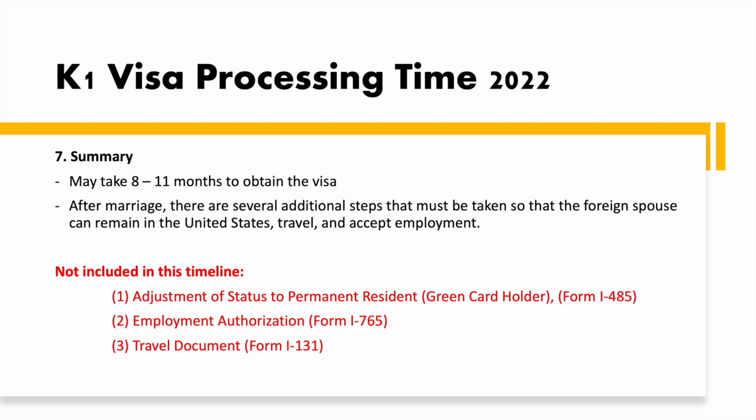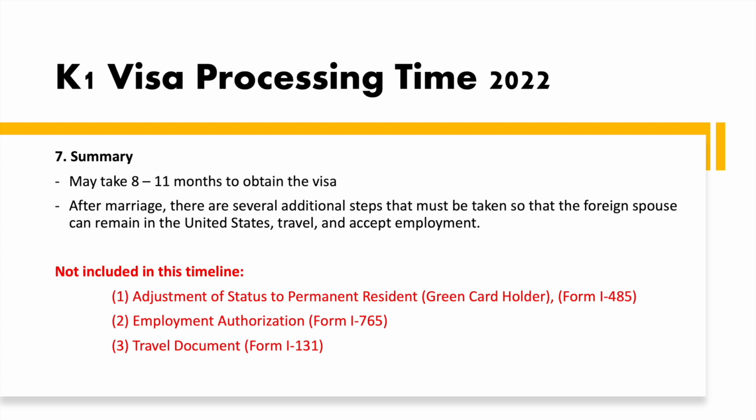After marriage, there are several additional steps that must be taken so that the foreign spouse can remain in the United States, travel, and accept employment. These are not included in the above K1 visa processing timeline. For a more detailed look, please look into details on how to adjust status to permanent resident or green card holder as soon as possible.